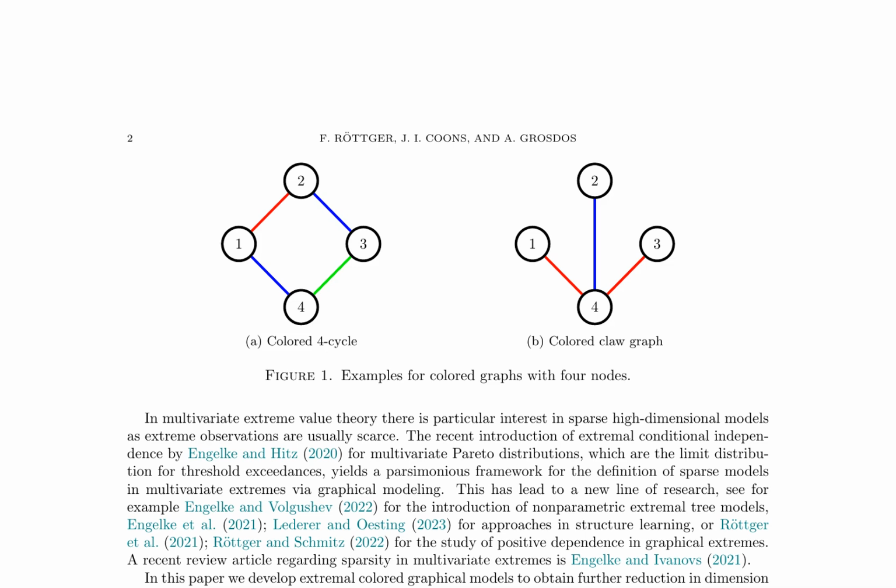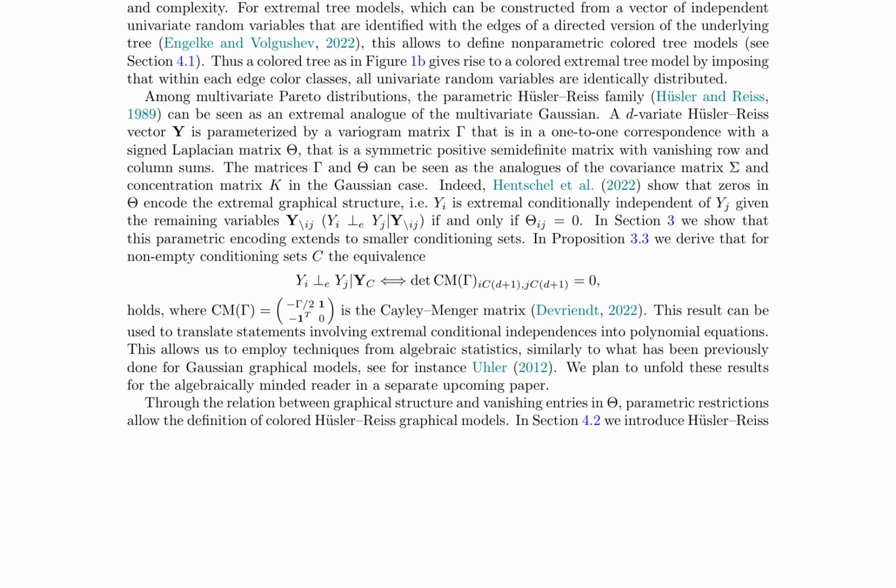By drawing from the Hüsler Reiss family of parametric distributions, an extremal analog of the multivariate Gaussian, the authors utilize parametric encoding to encode extremal graphical structures. This is achieved by leveraging the connection between vanishing entries in the theta matrix and conditional independence, which leads to polynomial equations translating statements involving extremal conditional independences.